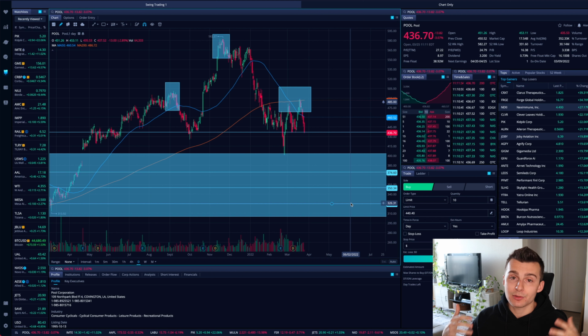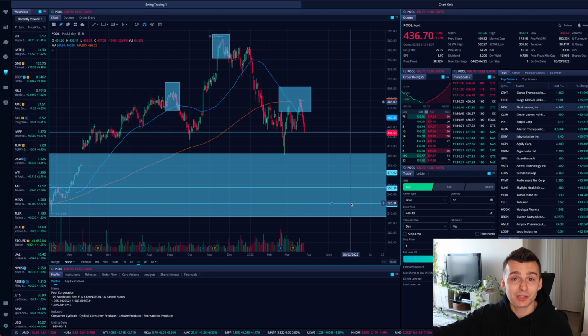This is a great pattern that you can utilize in your own trading and investing. I highly recommend it. It could be a really fun pattern to let things play out. Of course, looking at the big picture here, this situation on Pool might actually be a really good trade.